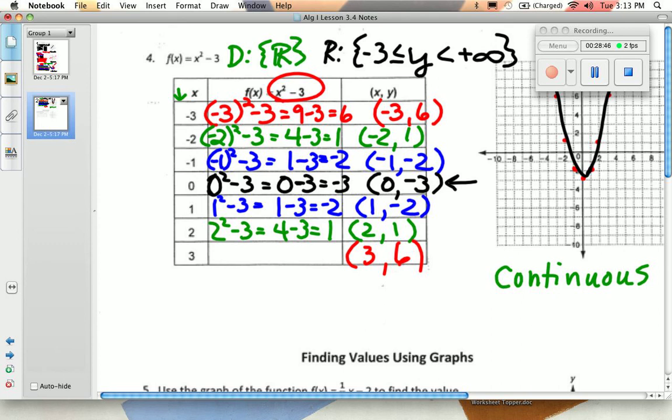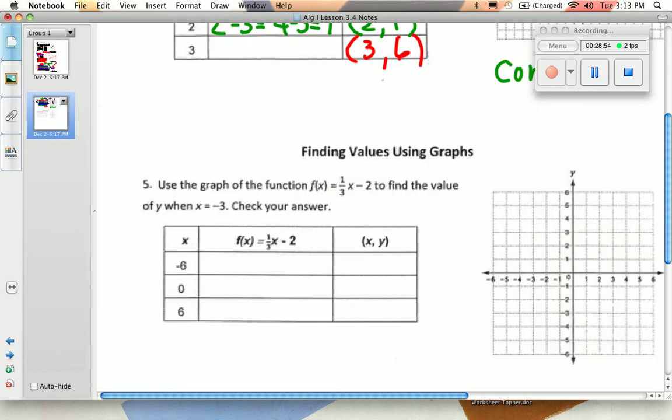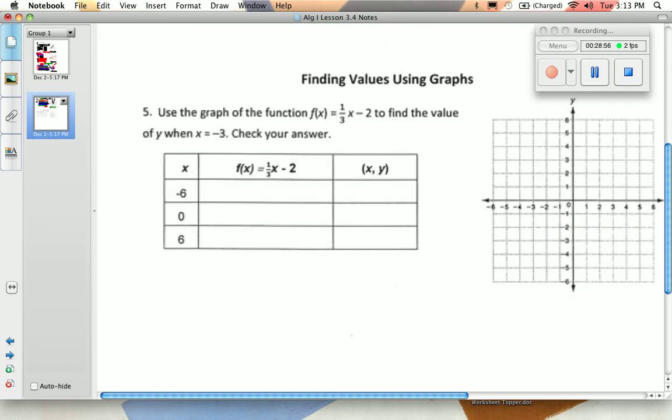and identifying domain, range, what kind of graph it should be? I think we're pretty clear. Okay, then let's go down and do one more thing that you're going to do in your homework. It says finding values using graphs. In other words, they want you to graph it, and then they're going to give you an x value that you did not use in the table, and they want you to use the graph, not algebra, not substituting it in. They want you to use the graph to get your y value.